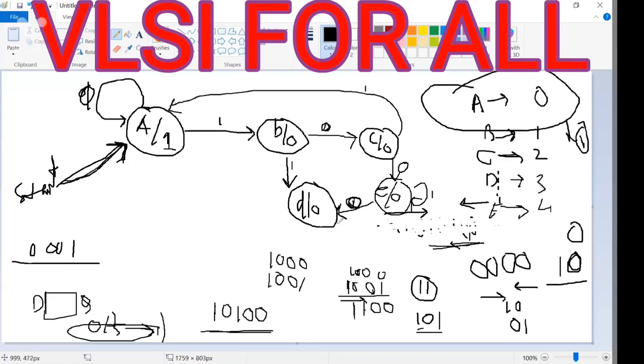Now, what else is remaining? Let's say you're in state D, and you get a value 1. So in D your remainder is 3, that is 11, and if you again get a 1, the remainder will become 2. You can verify this. And if you are in state 3 and your input is 0, then your remainder will become 1.